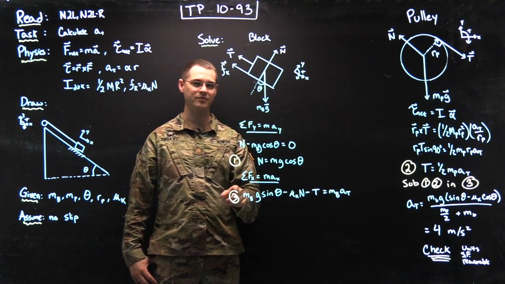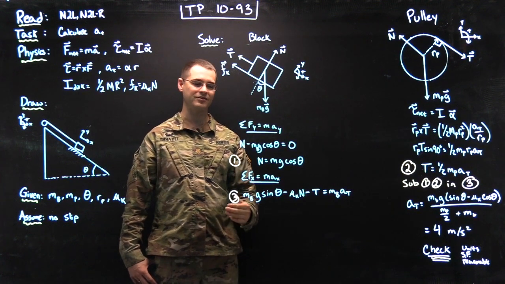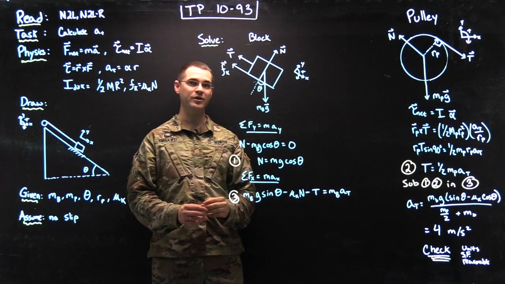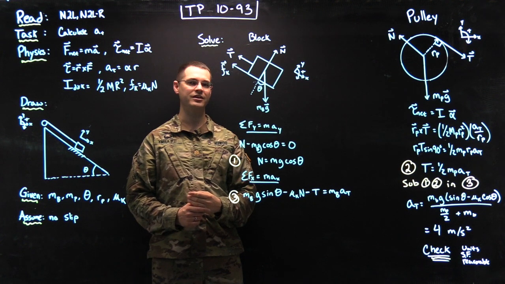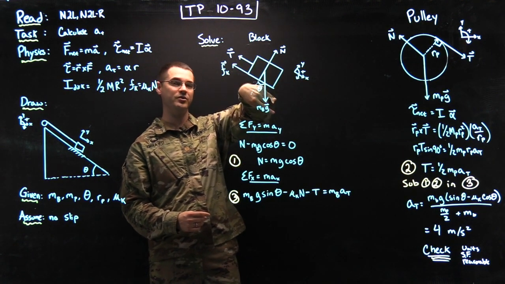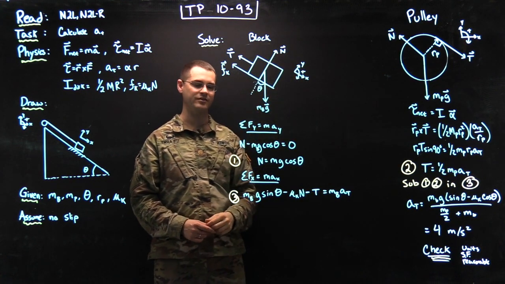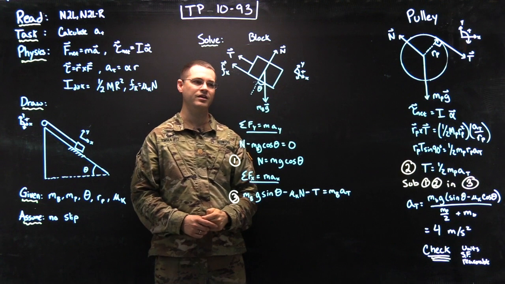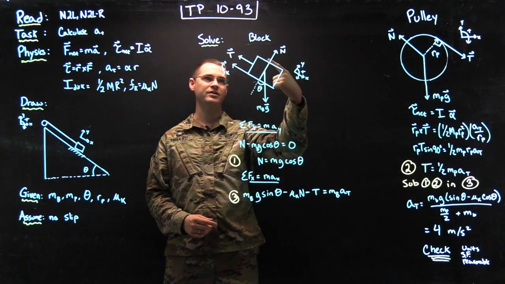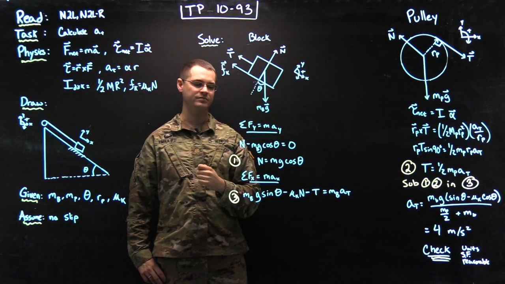When we sum the external forces in the x direction and set it equal to the mass times the acceleration in the x direction, we notice that there are three forces acting in the x direction. In the positive x direction, we have a component of the weight force, which is in the same direction as our x-axis, so it's positive. In the negative x direction, we have the tension force and the force due to friction.